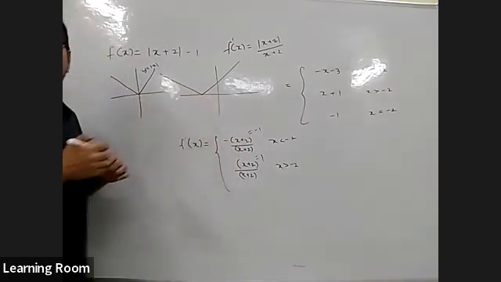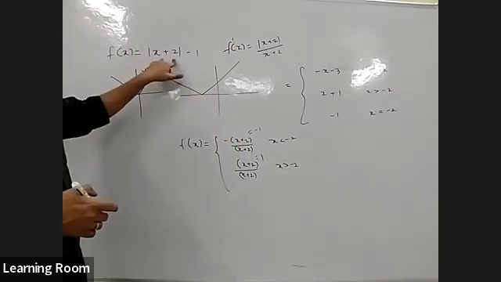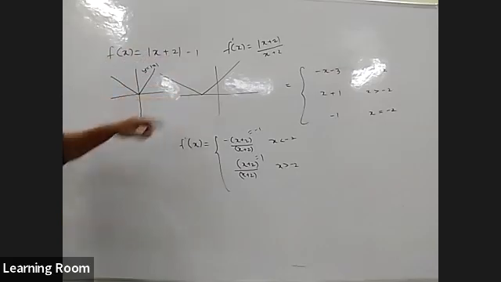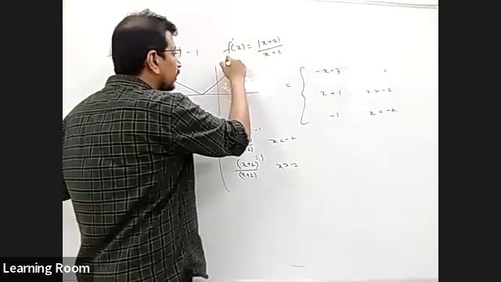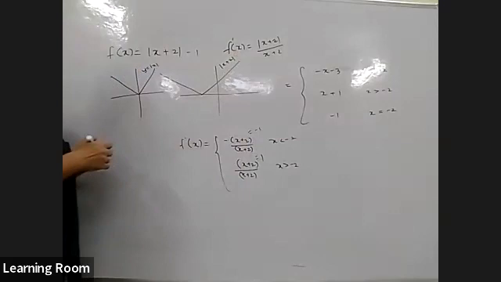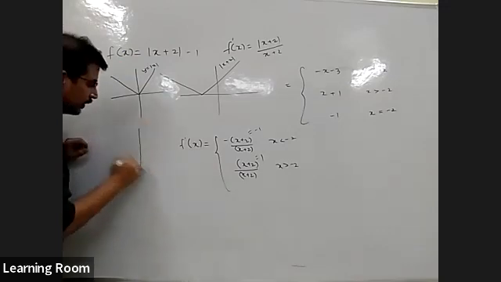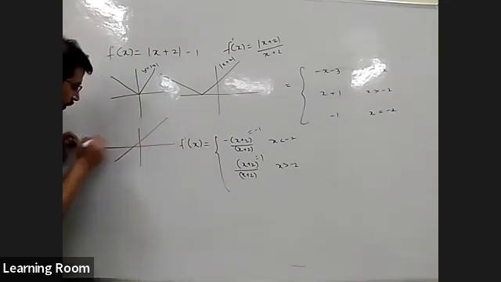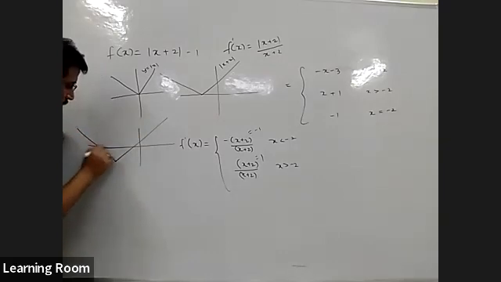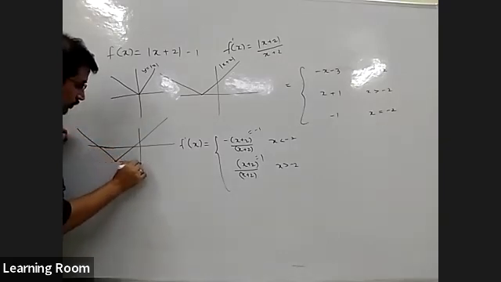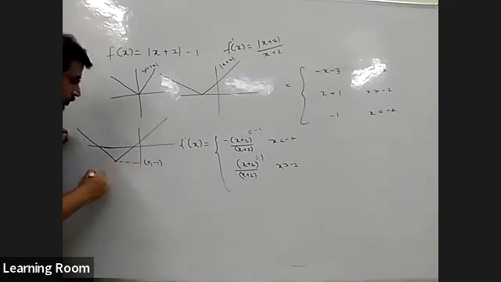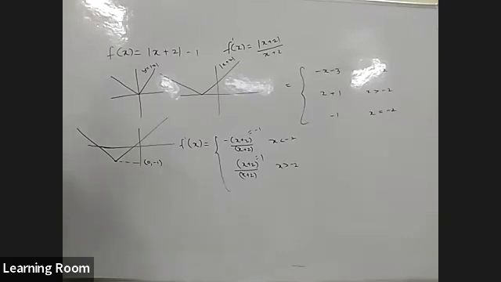Why did I shift it to the left? Because at minus 2, for mod of x plus 2, I get a 0. So this is the graph for mod of x plus 2. To this mod of x plus 2, you are adding a minus 1, so this will get shifted downward by 1. So that's how the graph will be. So what is happening? Decreasing and then increasing.